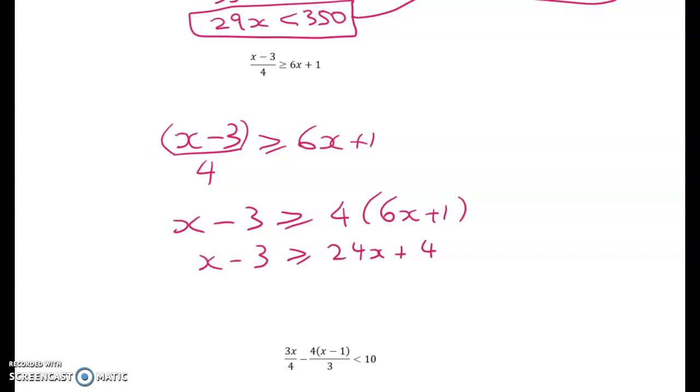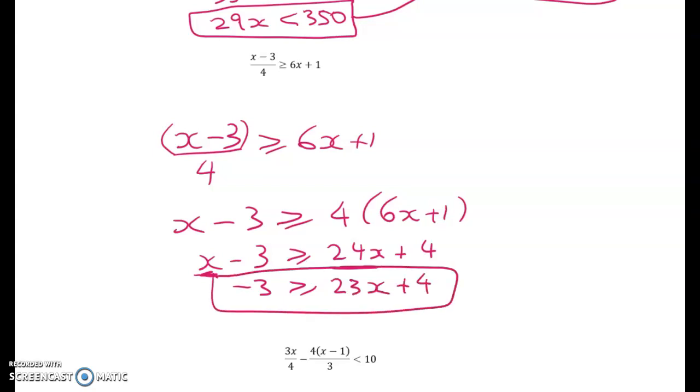Now, cleaning this up, there are a couple of ways I can go. I've got 24x here and I've got x here. So I'm going to subtract x from both sides. That does not change the sign, right? Subtraction and addition don't affect the inequality. So here I'm left with negative 3 is less than or equal to 20, let's see, am I doing this right? Yep, that looks right. So I've got negative 3 is less than or equal to 23x plus 4.